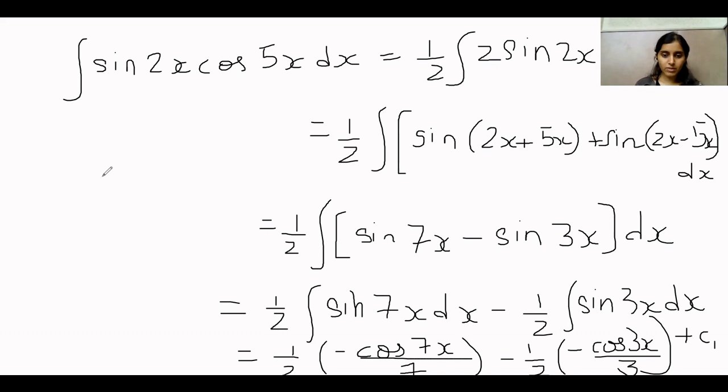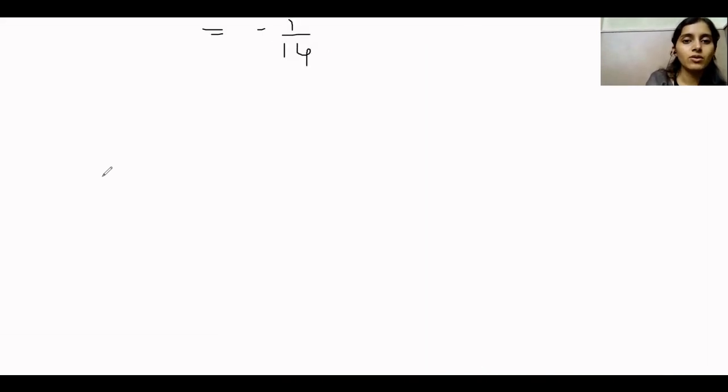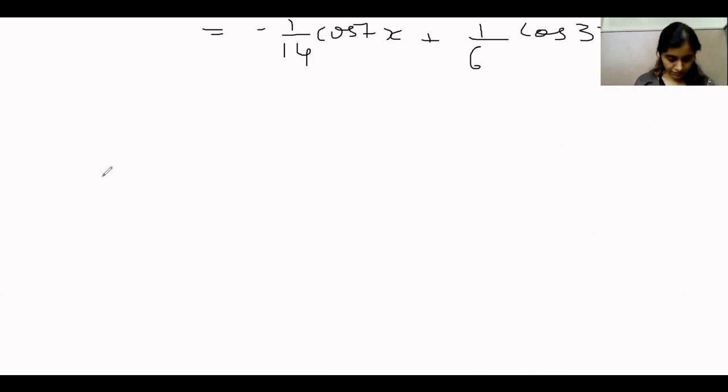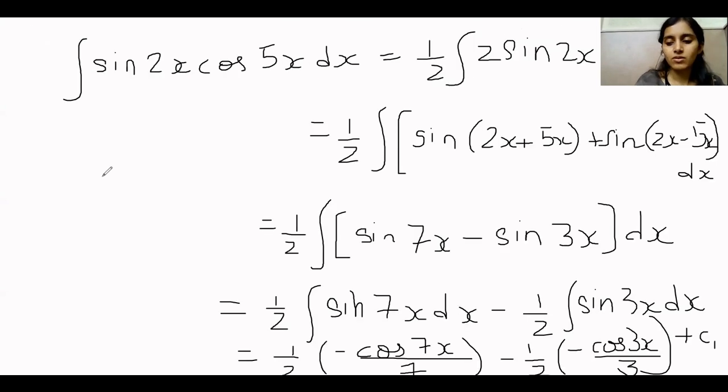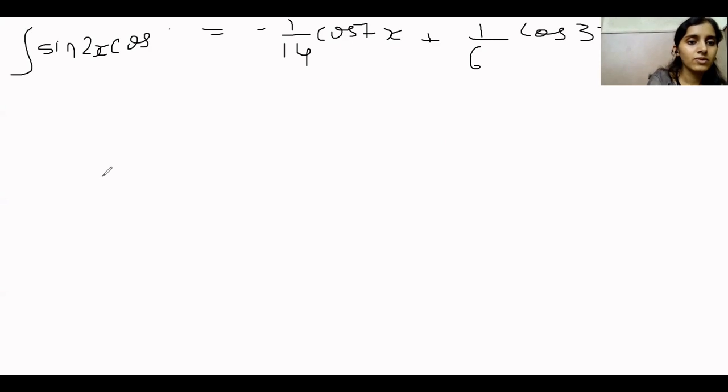Now we can take that minus sign out and the final answer is minus 1 upon 14 cos 7x, plus 1 upon 6 cos 3x. And this is your integral value. Now if you want to write plus c1, you can write it, or you can leave it as it is also. So this is the value of the integral of sine 2x cos 5x dx.